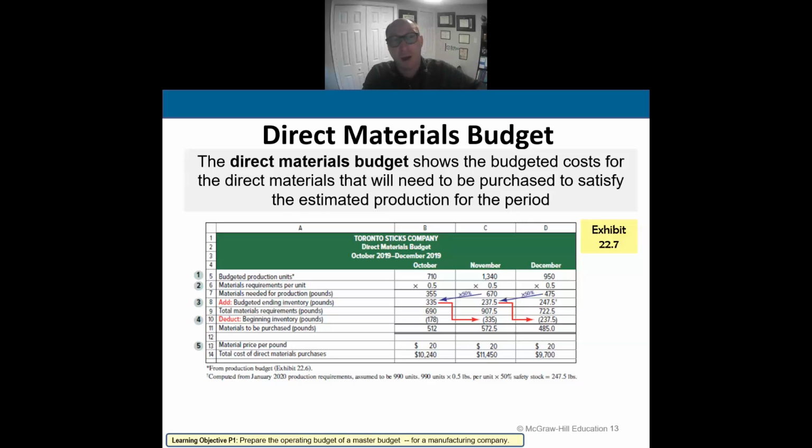So now that we know how many pounds of wood we need to purchase, I can then find the cost. The materials price per pound of wood, market price, $20 per pound. I multiply the $20 per pound by the amount I'm purchasing. So 20 times 512 pounds will give me $10,240 worth of wood I need to purchase.